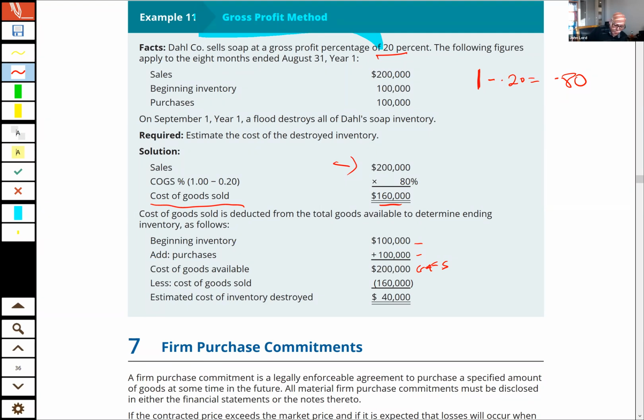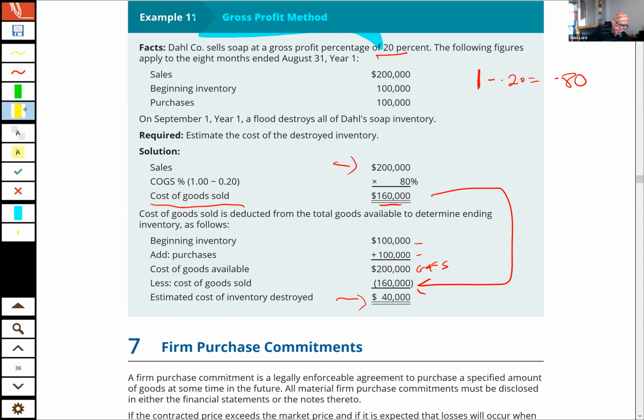And you know that what? If you were to take your cost of goods sold that you just estimated using the gross profit method off of that, then the inventory that got destroyed must be 40,000 because goods available for sale minus ending inventory of 40,000 would have given you the cost of goods sold of 160,000. But you had the cost of goods sold, so you had to figure out the ending inventory.